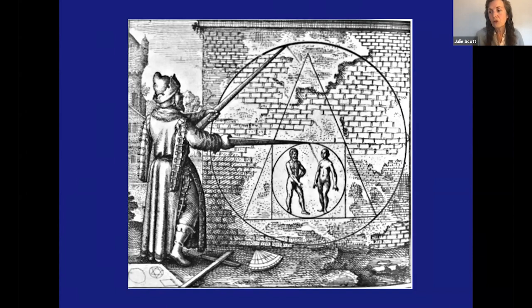And emblem number 21, this one, you can go online and find the music and look at each of the 50 emblems, read the epigrams, and listen to the music, which again was intended to be sung in a laboratory doing alchemical work.